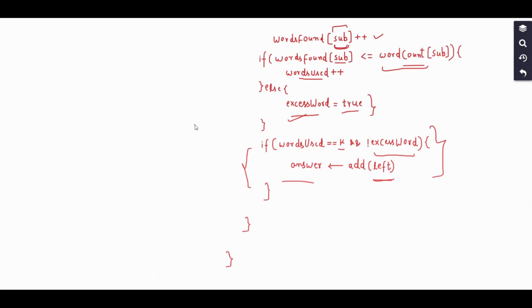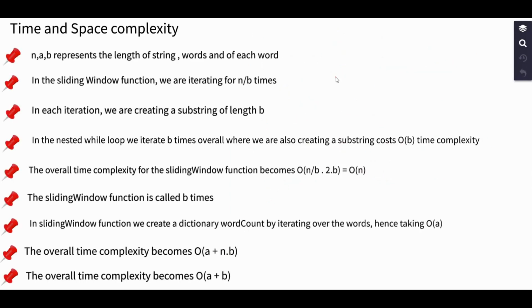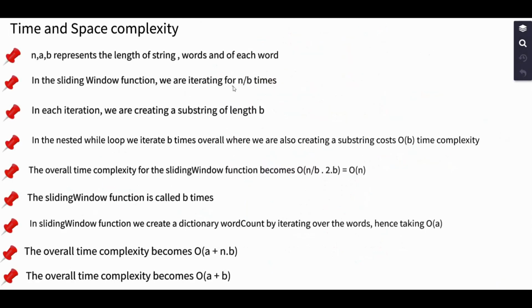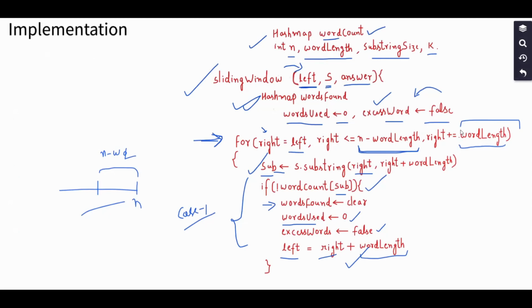Now let's discuss the time and space complexity for the given solution. Let's say n, a and b represent the length of the parent string, the words array, and of each word. B is the length of each word. So in this sliding window function, this loop runs for n by b times. N is the length of the string, b is the length of the word, because we are making jumps of length b here, which is the word length.